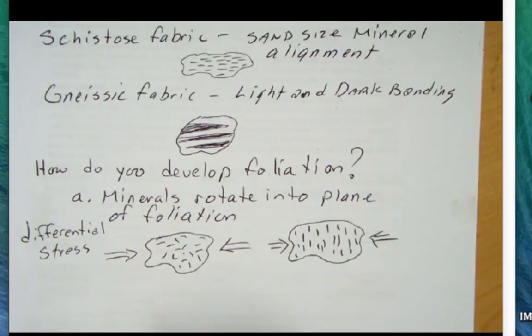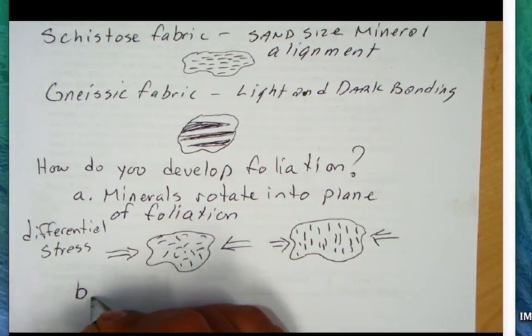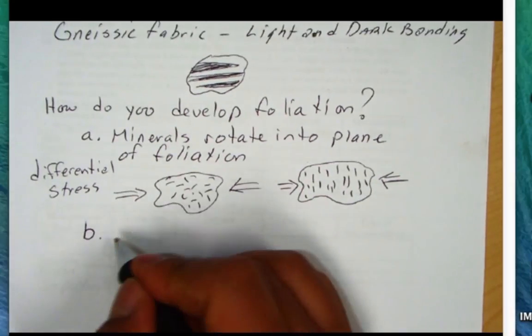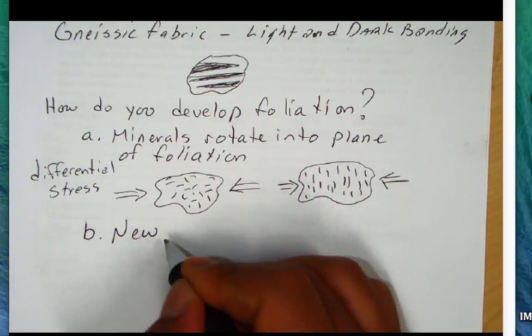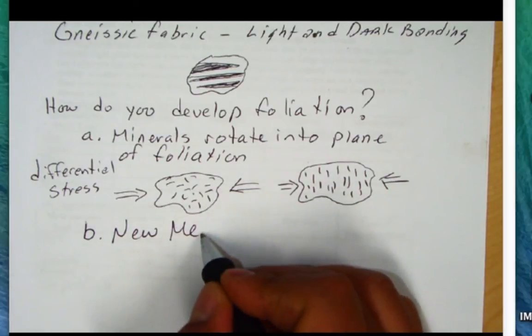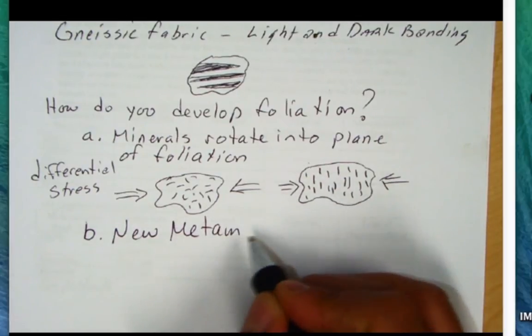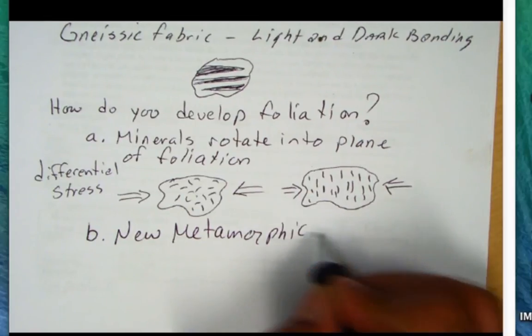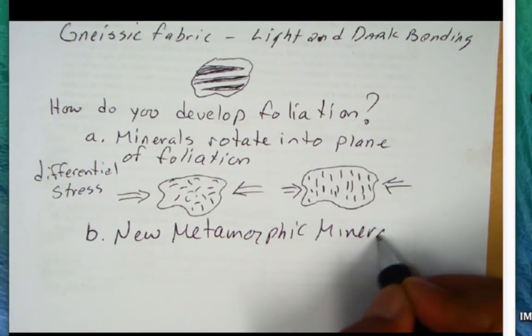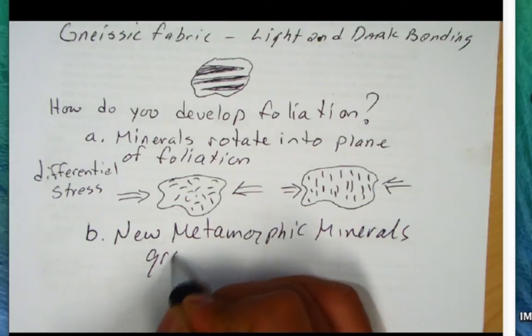There's another way of doing it here. The other way of doing it is through new metamorphic minerals. New metamorphic minerals grow in the plane of foliation.